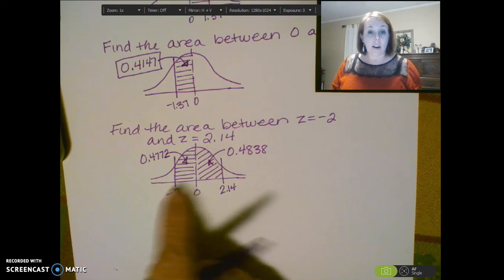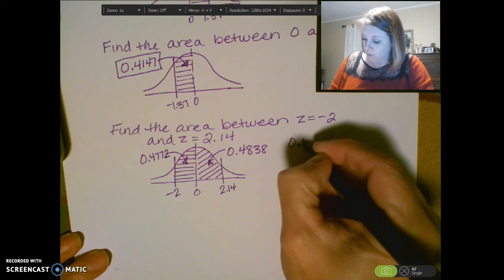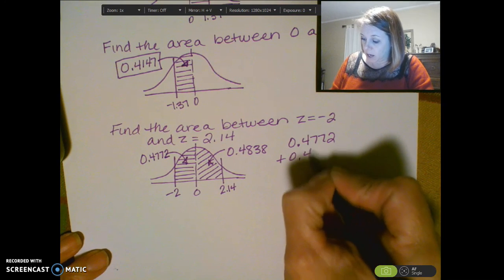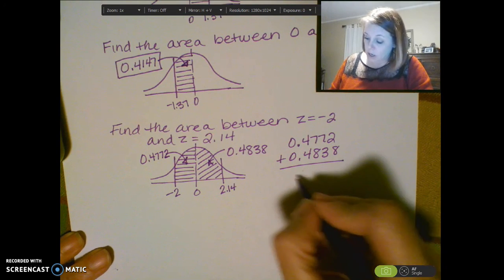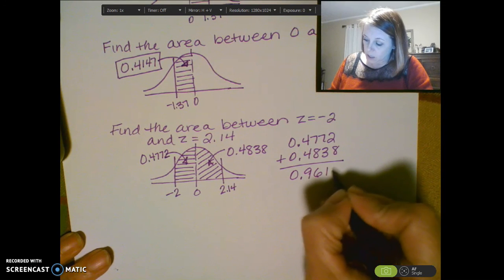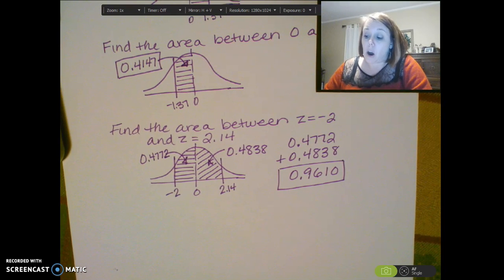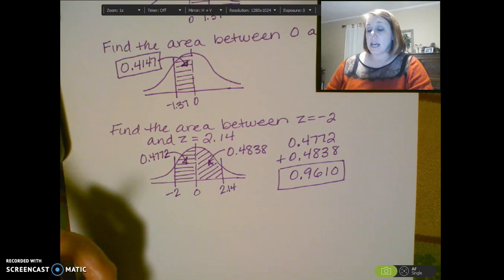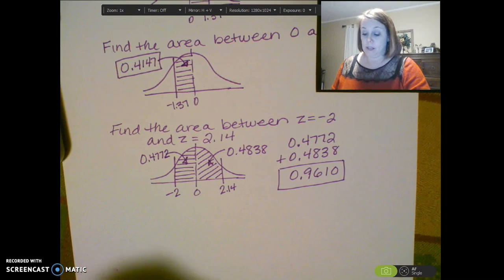Now, if I wanted the total area of the two, then I'd follow what total means, add them together. So take 0.4772, and we're going to add it to 0.4838. And that total gives us the area that we're after, 0.9610. And that's that. Now that's only 3 of the possibilities. There are a multitude of possibilities for finding the area between values. In the next video, we're going to talk about some of the other scenarios and get through how to find the area under all these various circumstances. So, see you soon.